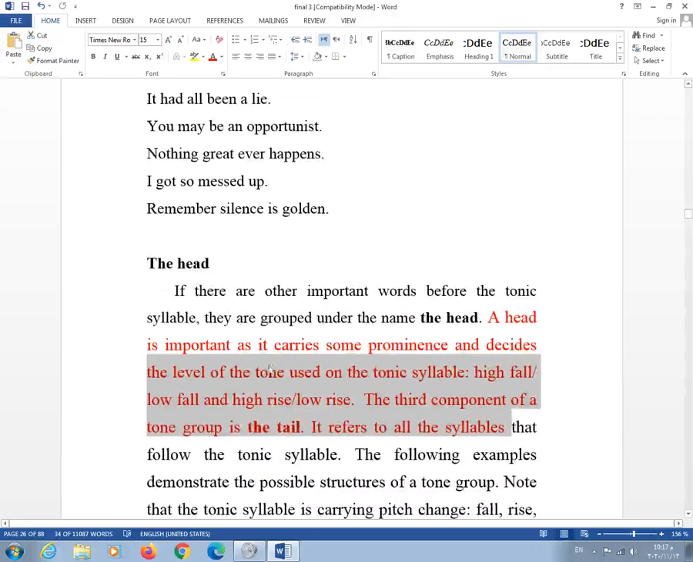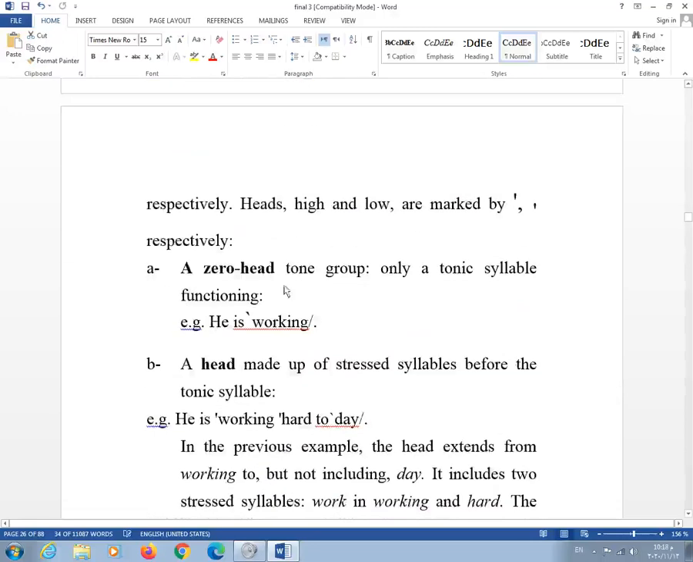The head starts when we have the first stressed word in a tone group up to the tonic syllable. Okay, let's have another form: a zero head tone group, only a tonic syllable functioning. For example, he's working. So here, is there any stressed word before working, which is the tonic syllable or the focus word? Of course not. So this is a zero head tone group.